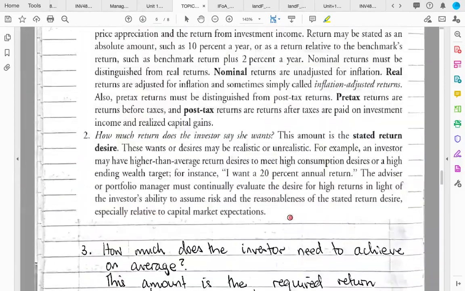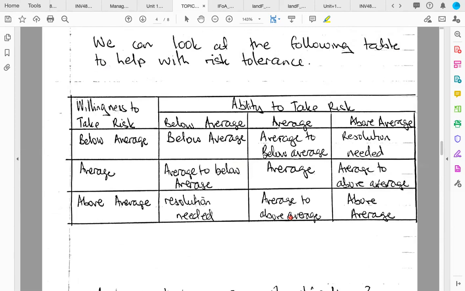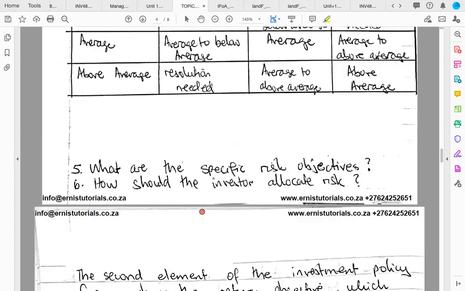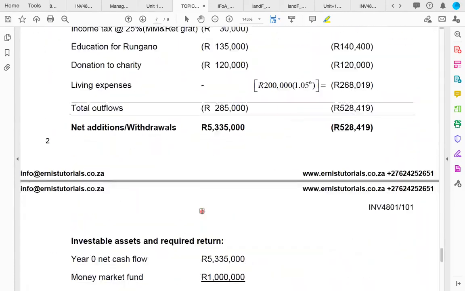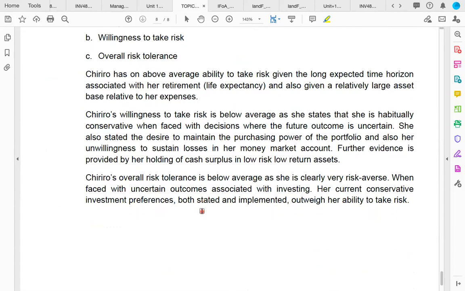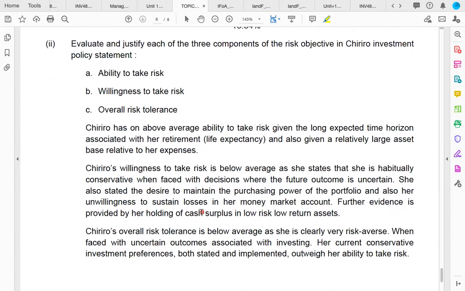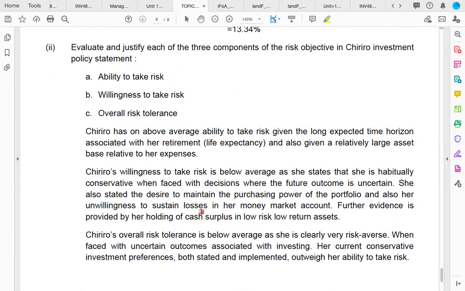because there will be some form of risk aversion, some form of wanting to avoid risk if you are not willing to take on risk. And then obviously, even if you are willing to take on risk, but your ability to take on risk is below average, we should assume you have a below average risk tolerance, because you don't have the money to be able to take on risk.